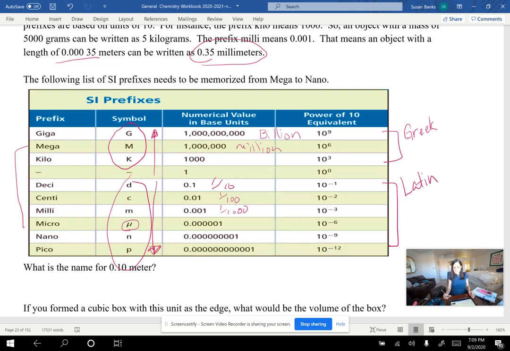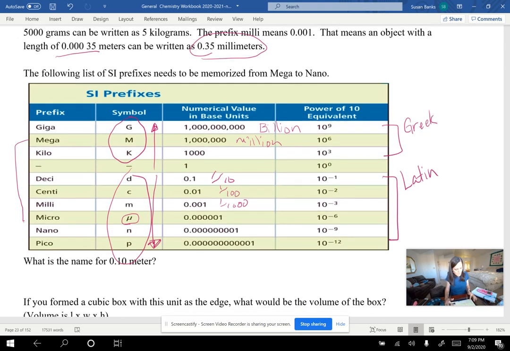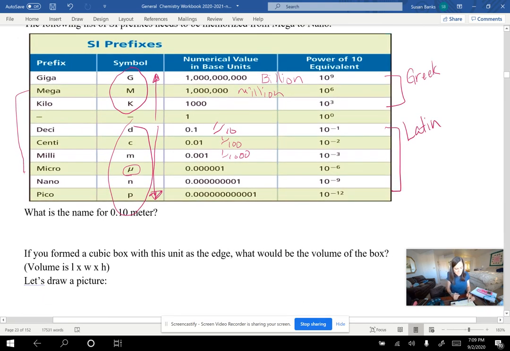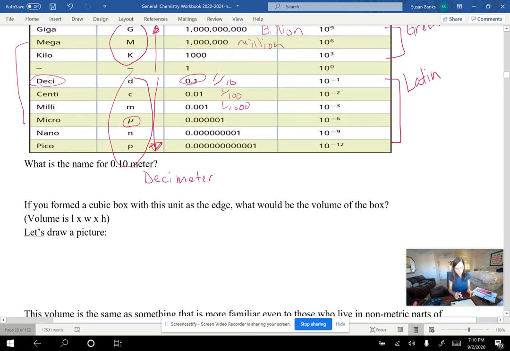Okay, so let's talk about what is the name for 1/10 of a meter. So let's look at this. This is 1/10 right here, and we say it's deci. So I would say this is a decimeter. Okay, so my next question is, if I formed a cubic box with this unit on its edge, what would be the volume of this box?